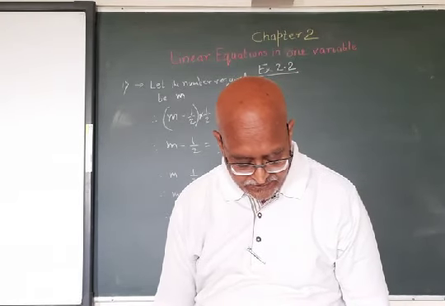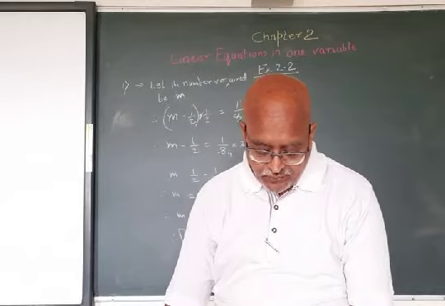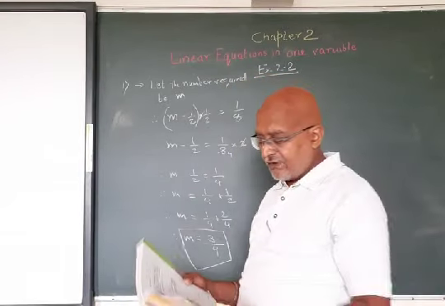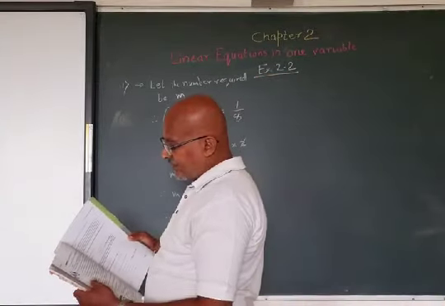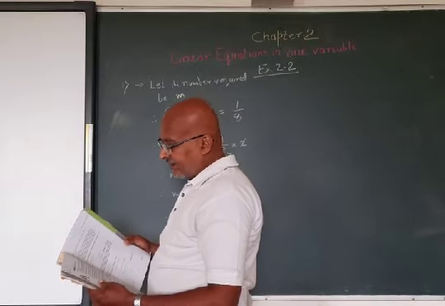Right, I will take the fourth one. The sum of two numbers is 95. If one exceeds the other by 15, find the numbers.